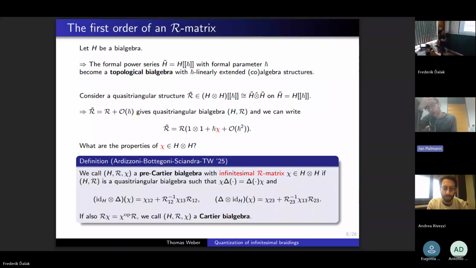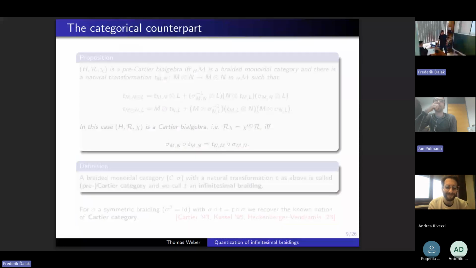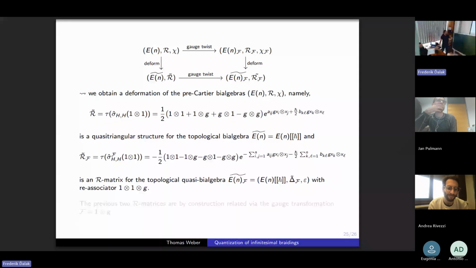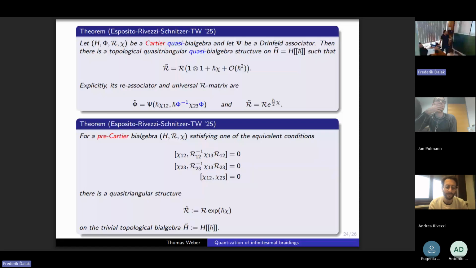Do you agree that the condition is very strong? You have to have it in the pre-Cartier case here. Okay. You mean in the theorem or in the definition? In the theorem. Yes, it is very strong. Do you have some examples where this holds? Yes. So this condition here, for example, you can choose one of them and then you will get the others for free. So this is very strong.